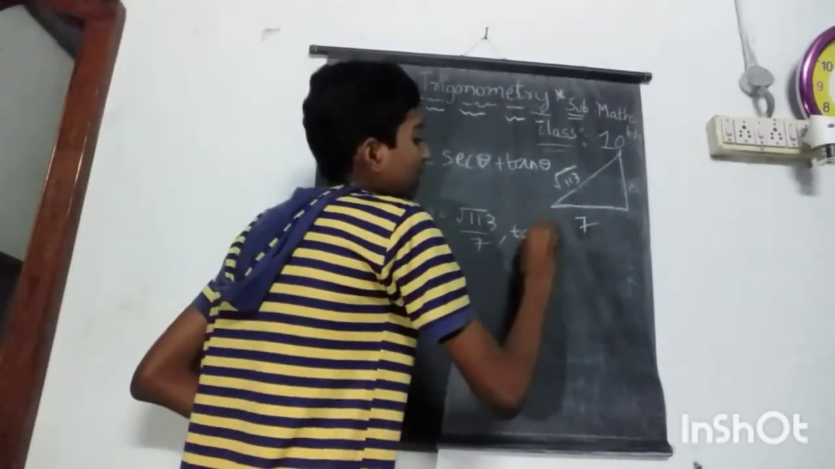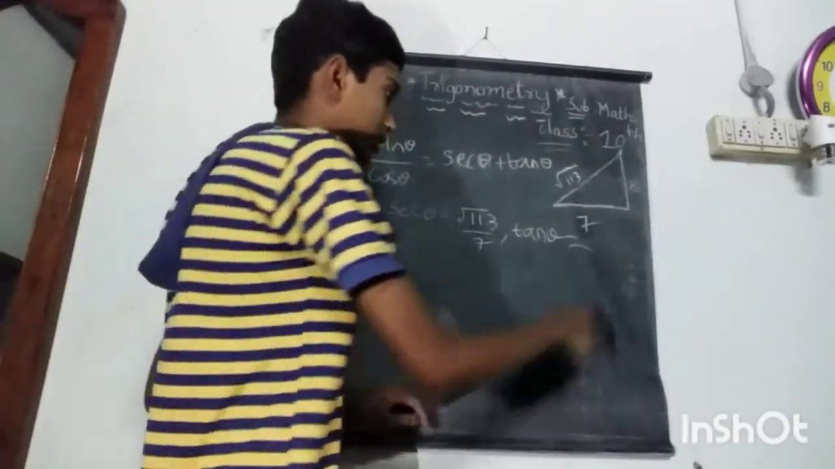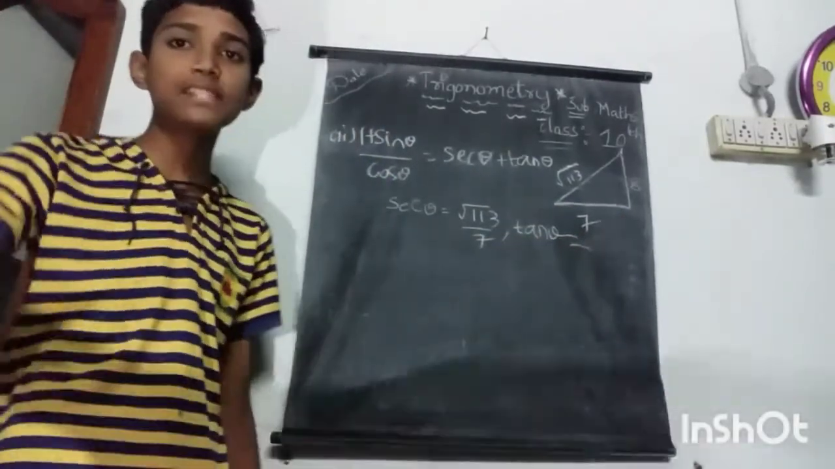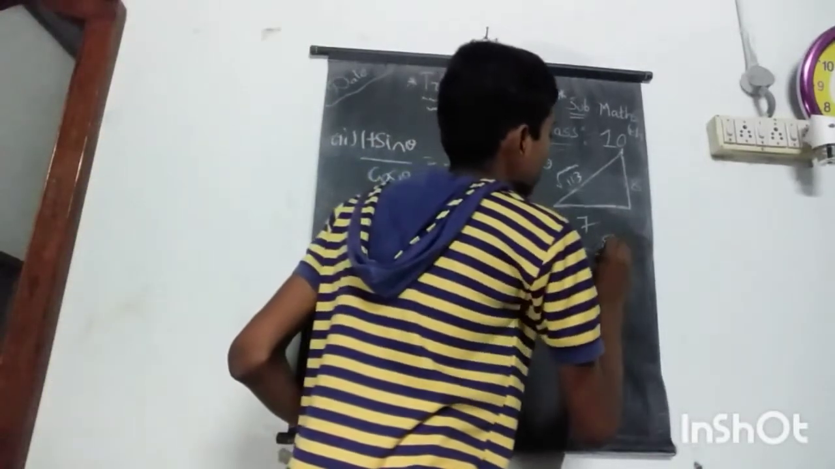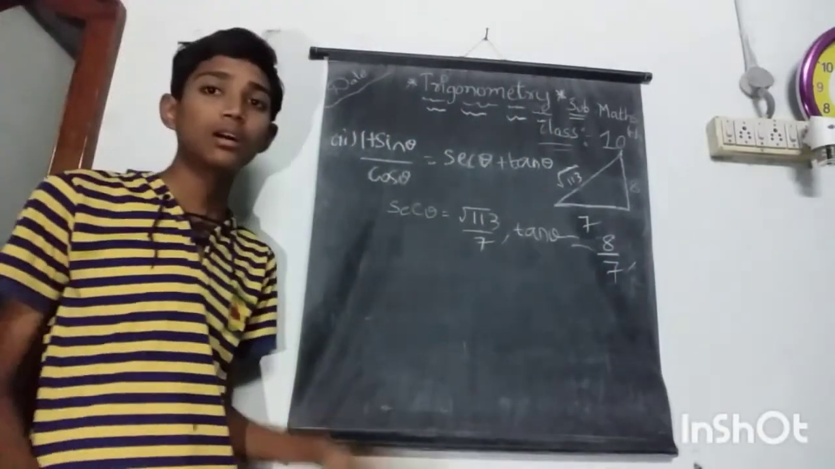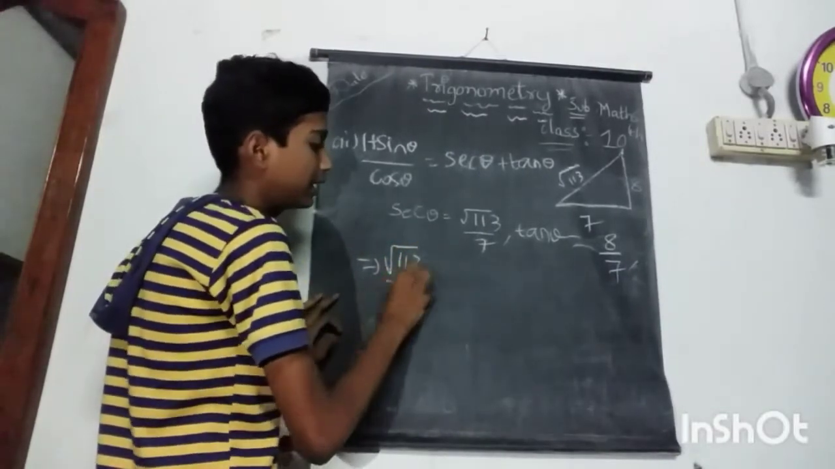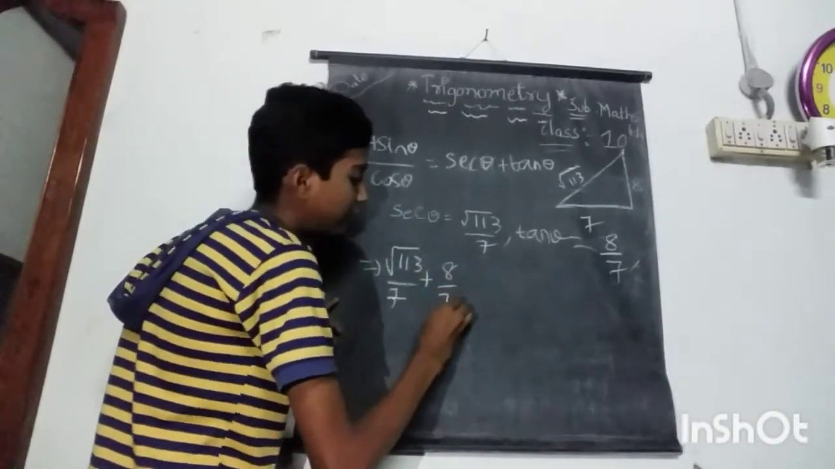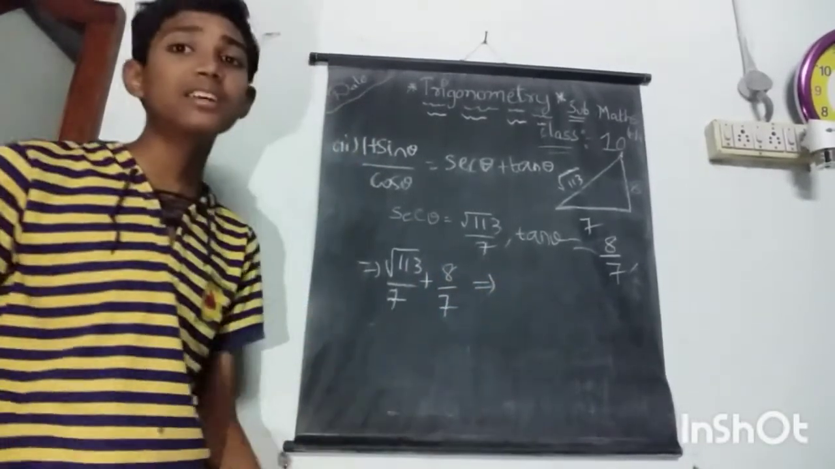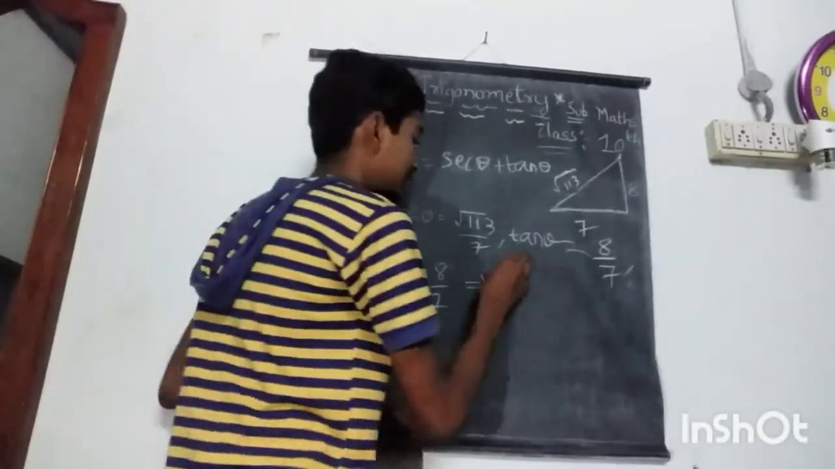Tan theta is opposite by adjacent, 8 by 7. Tan theta is 8 by 7. Secant theta plus tan theta: addition. Root over 113 by 7 plus 8 by 7. That implies the answer is (8 plus root over 113) by 7. That is the answer.